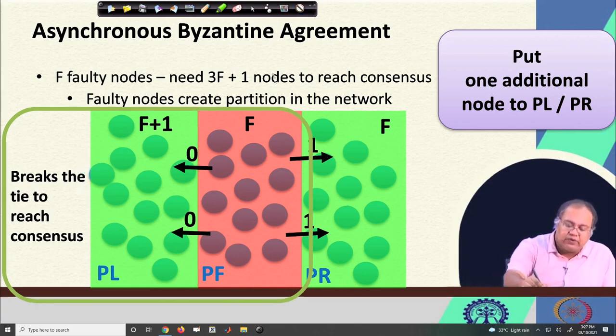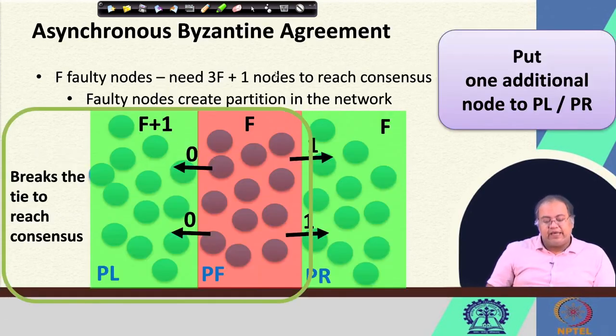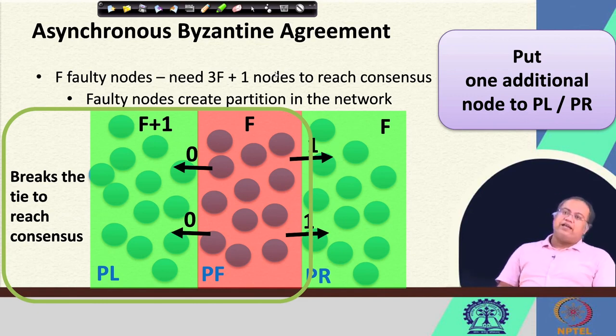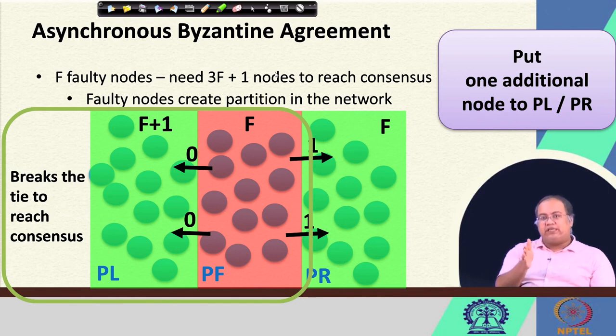This node ensures that, between PL and PF, PL is the majority. So whatever PL tells is going to get accepted in the consensus. That way I see that I need a total of 3f plus 1 nodes, so that even if you have a partition exactly in the middle, you can still reach consensus.